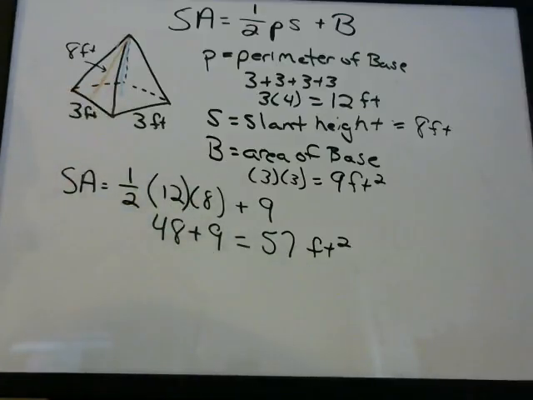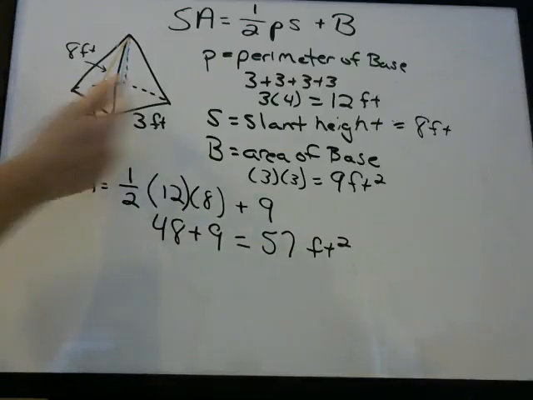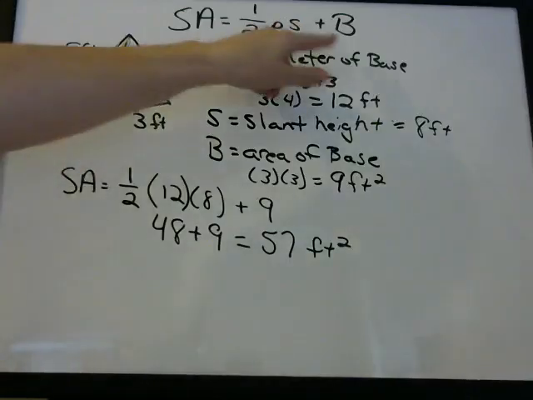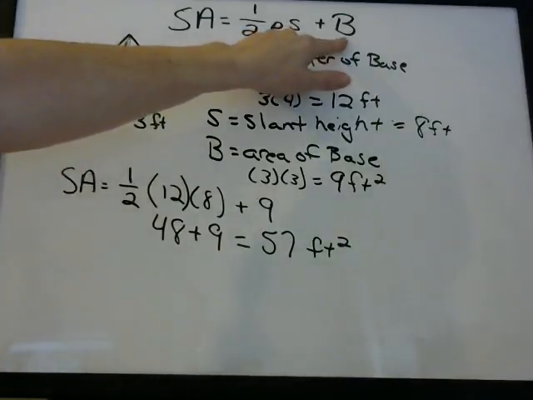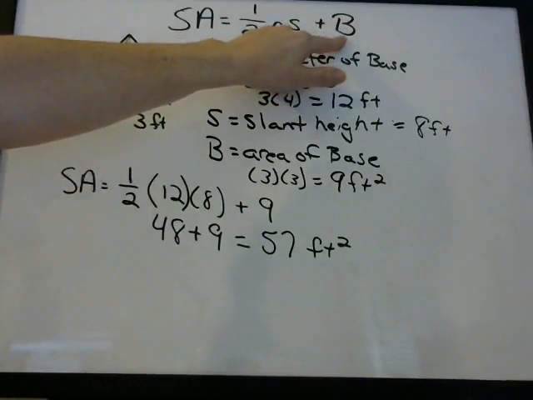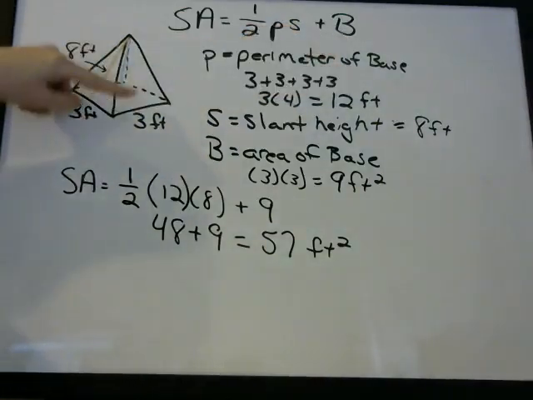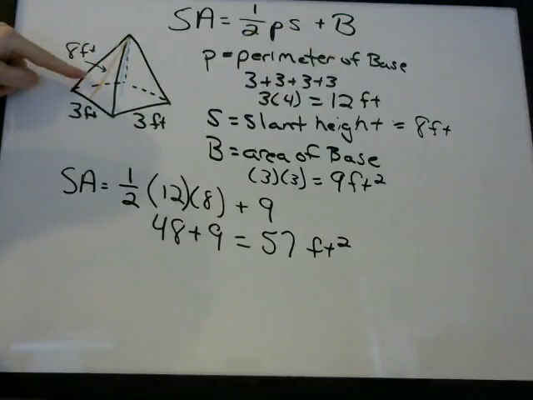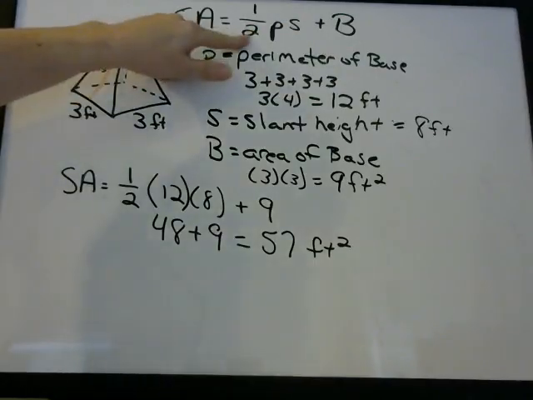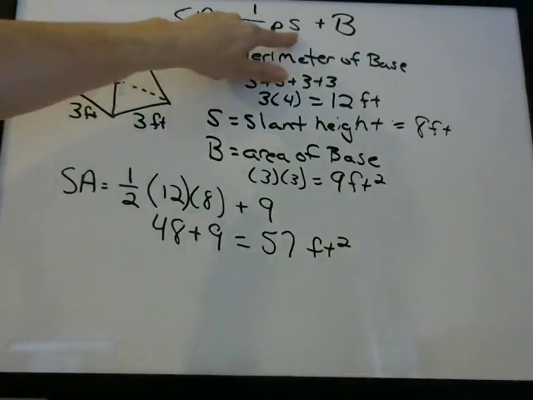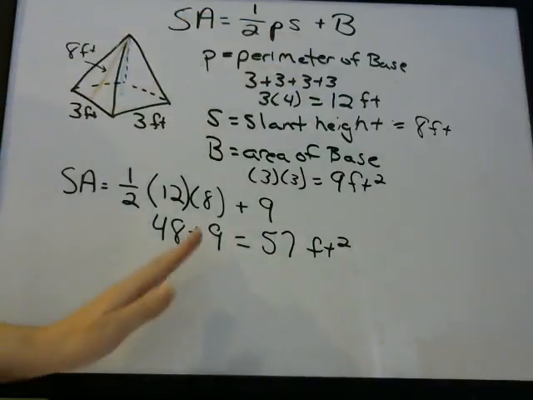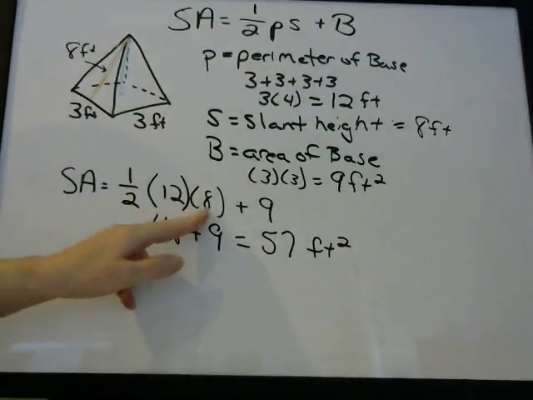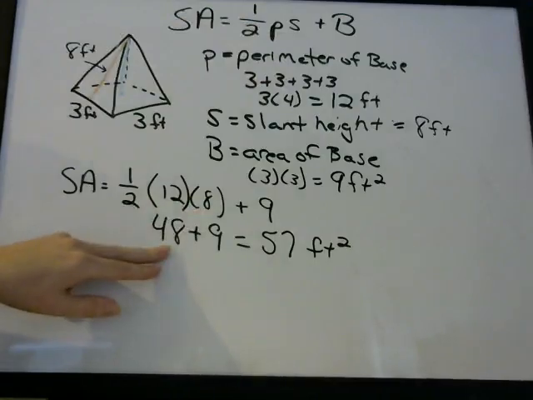So if the problem says find the surface area of this pyramid but do not include the base, let's say you're going to paint something and it's sitting on the ground. Well, you're not going to paint the bottom. So you need to know that you don't need this part of the equation. You don't need the area of the base. You just need the area for these 4 sides, 4 triangular sides. That's given by 1/2 times perimeter times slant height. So in that case, it would just be 1/2 times 12 times 8, which we got to be is 48.